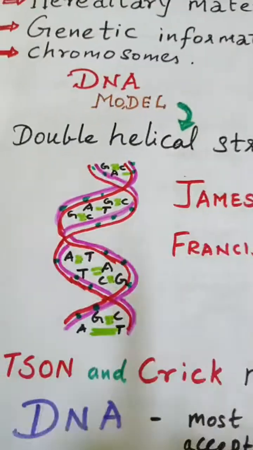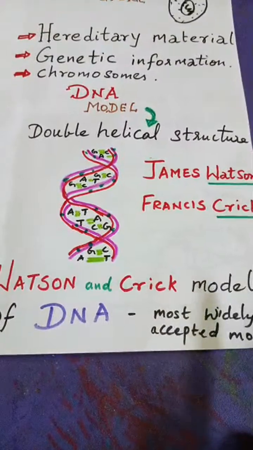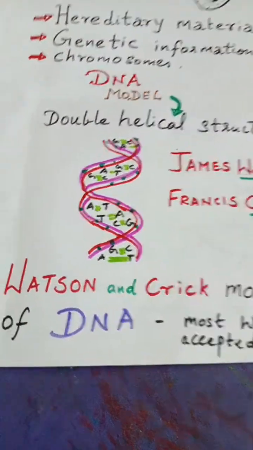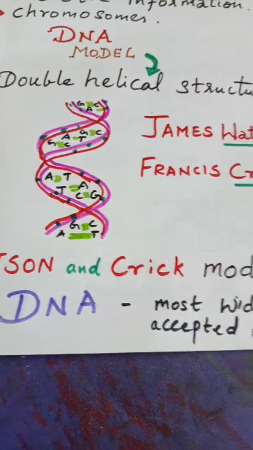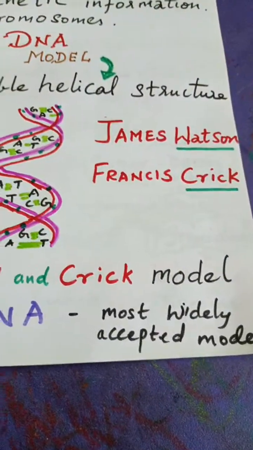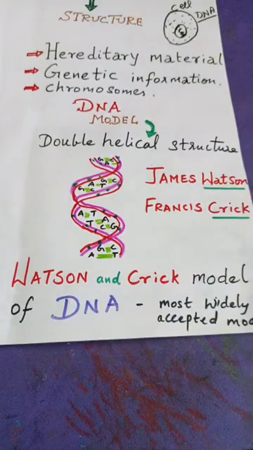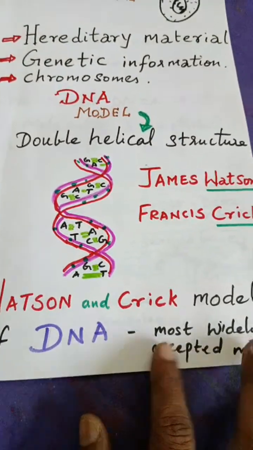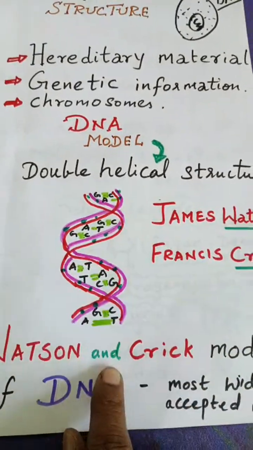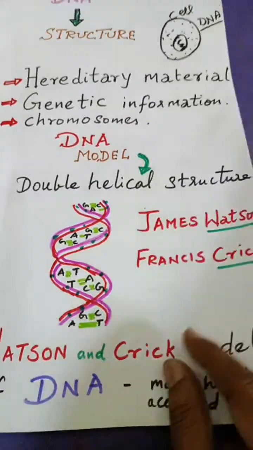Okay, so now this is the most widely accepted model of DNA. This Watson and Crick model, you would have heard about this Watson and Crick model of DNA. Since it was discovered by Watson and Crick, the name was given as the Watson and Crick model of DNA. Is that clear? Now let us see how they proposed this model, how they found this model.